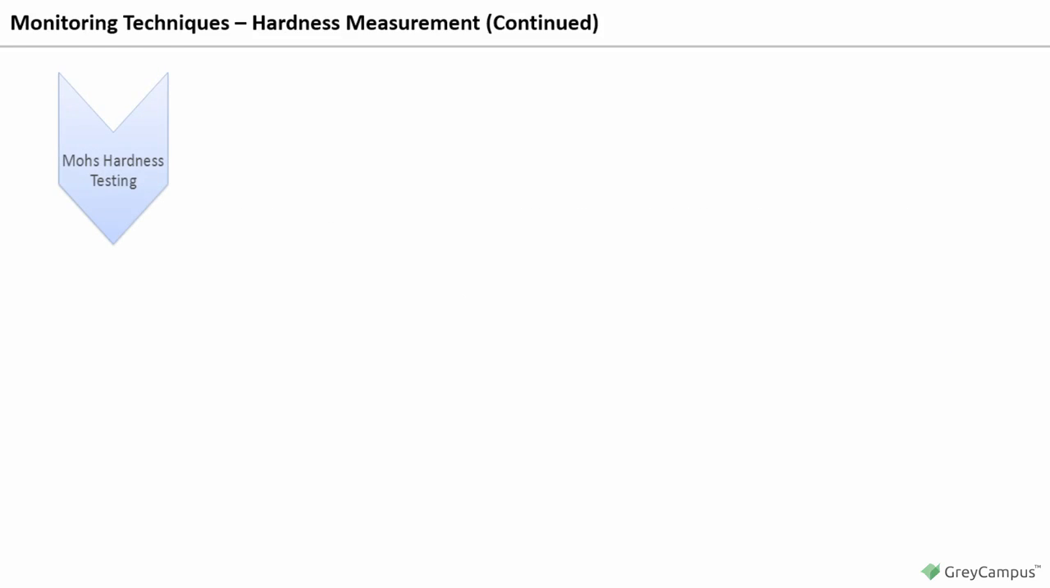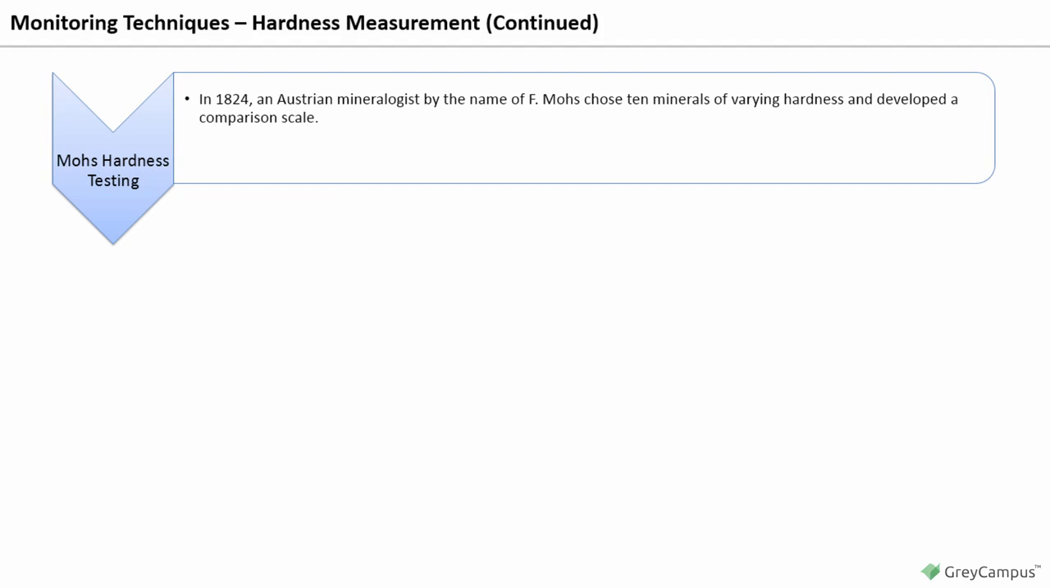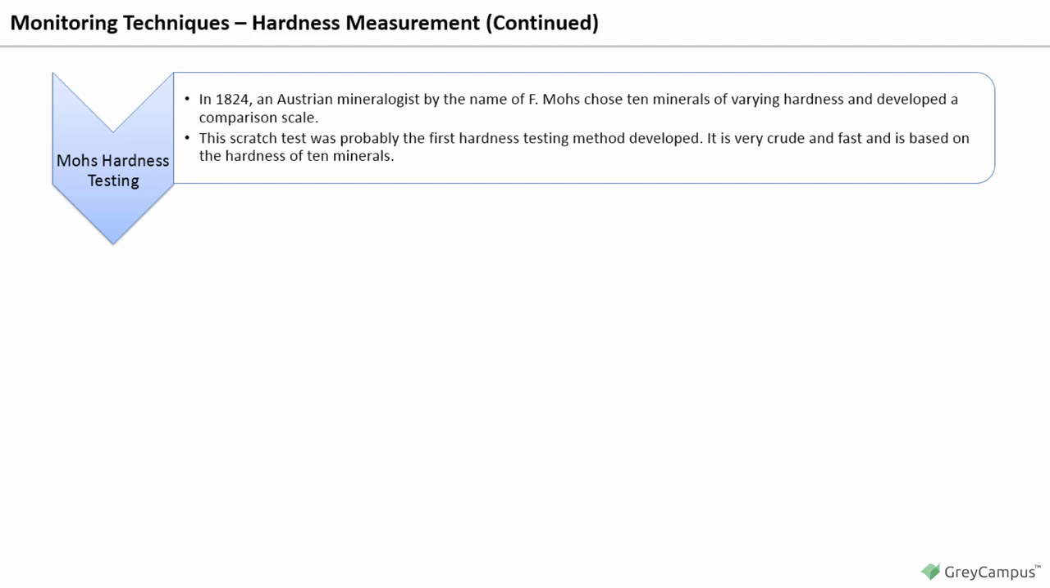Mohs hardness testing. In 1824, an Austrian mineralogist by the name of F. Mohs chose 10 minerals of varying hardness and developed a comparison scale. This scratch test was probably the first hardness testing method developed. It is very crude and fast, and is based on the hardness of 10 minerals. The softest mineral on the Mohs scale is talc, and the hardest is diamond.